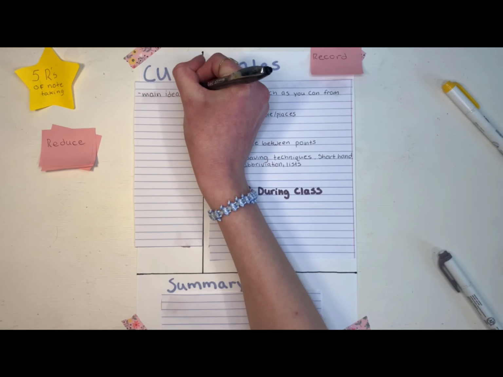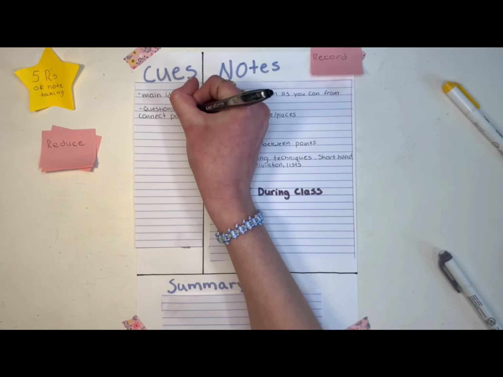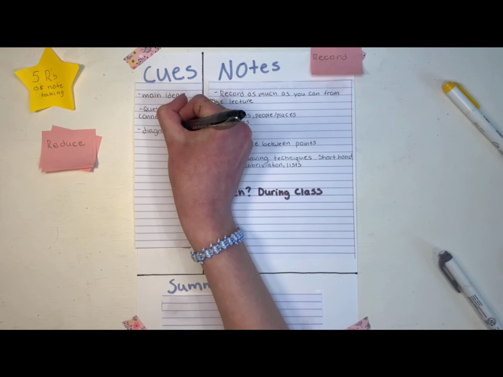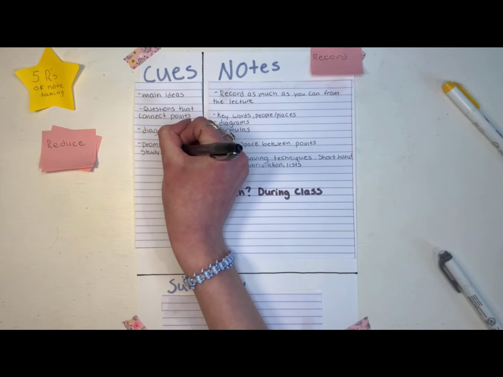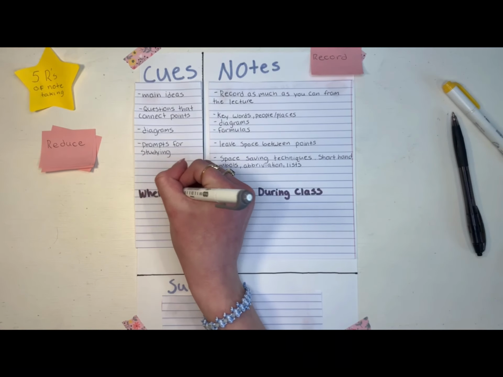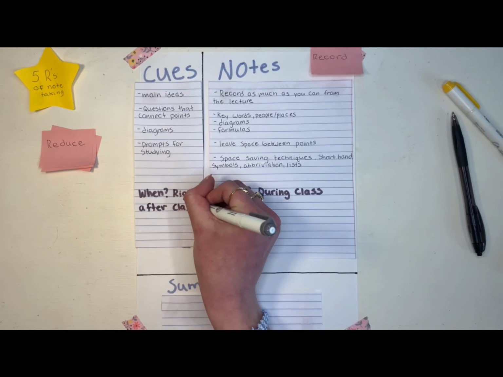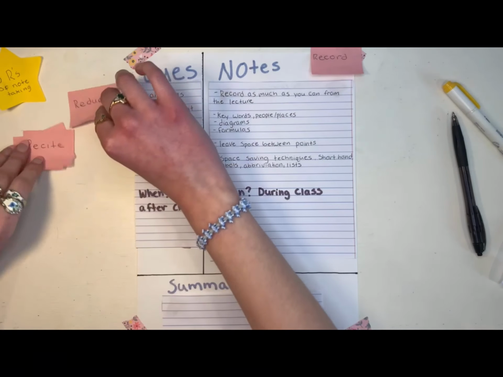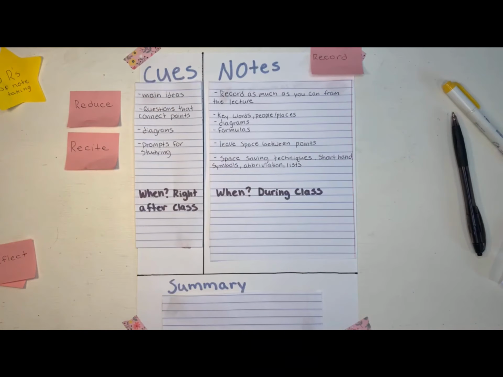Next, the cue section. So you want to write down the main ideas, questions that connect points, and diagrams as well, prompts for studying. And so when do you write in the cue section? Right after class, so you can absorb that information right after class. And this goes with the reduce and recite part of the 5 R's.